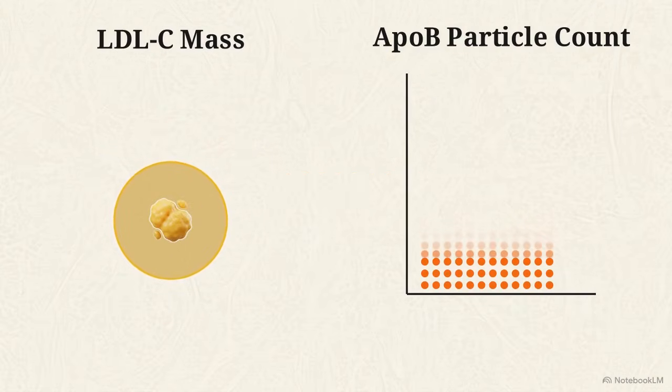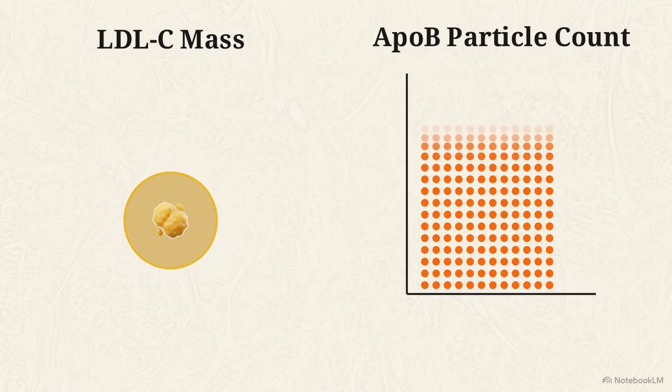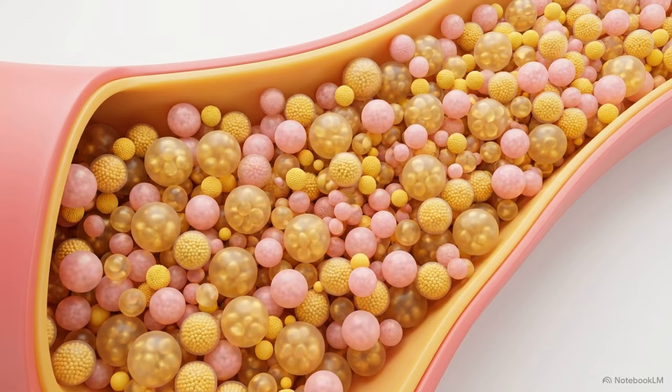The patient's actual LDL cholesterol mass shrinks or remains static, while the absolute number of ApoB-carrying particles skyrockets. Insulin resistance alters the physical structure of cholesterol, maximizing the concentration of these small, dense particles in the blood.